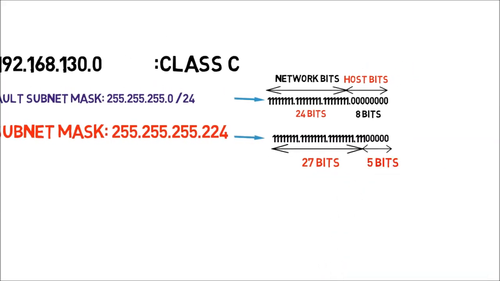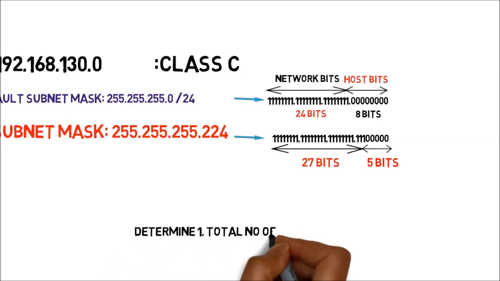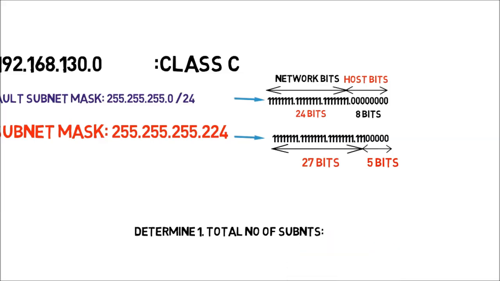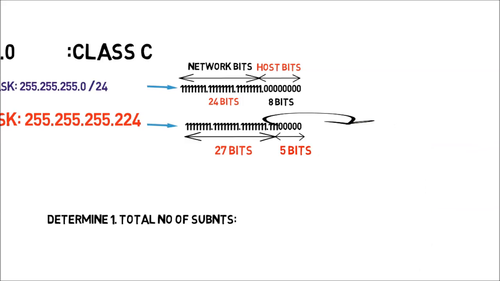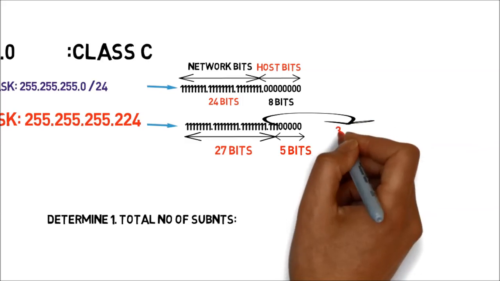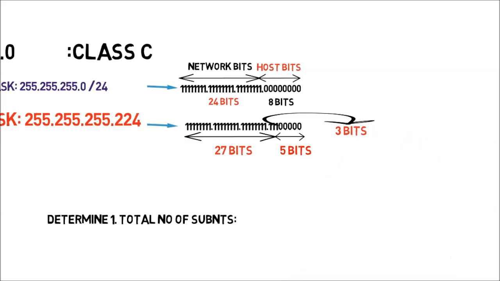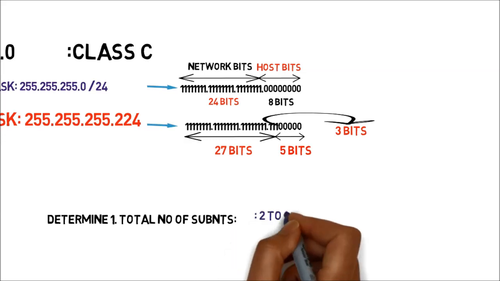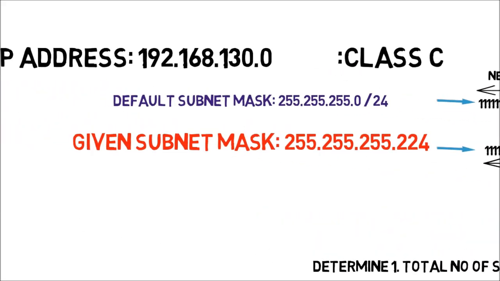So our first question was to determine the total number of subnets. Here these extra 3 ones, 3 bits, will be used for representing the extra subnets. So that will be 2 to the power 3, that is 8 subnets. So there will be a total of 8 subnets.